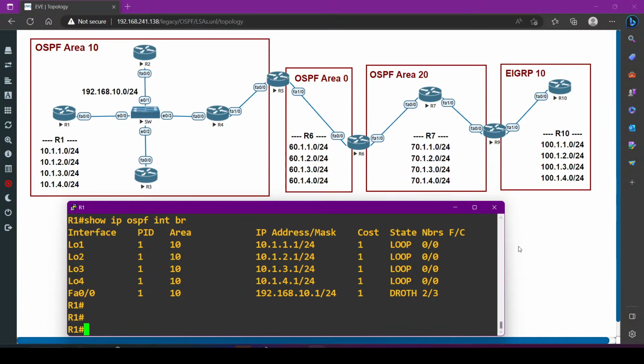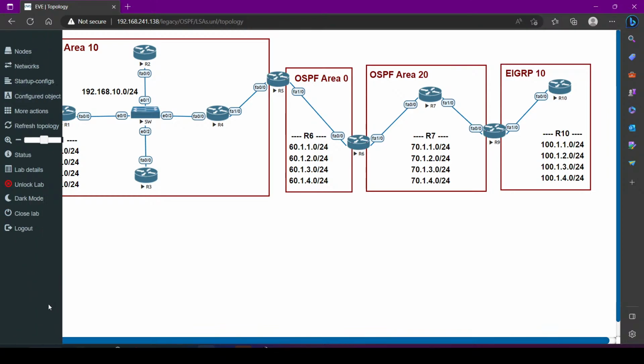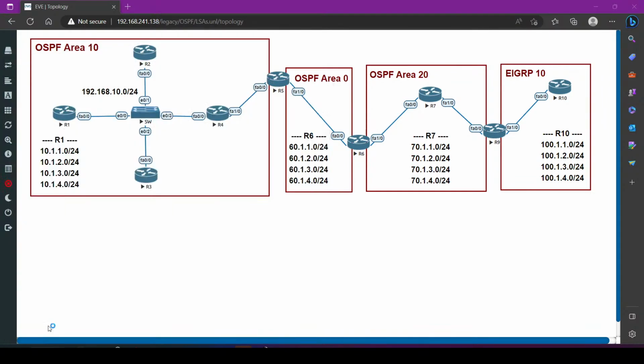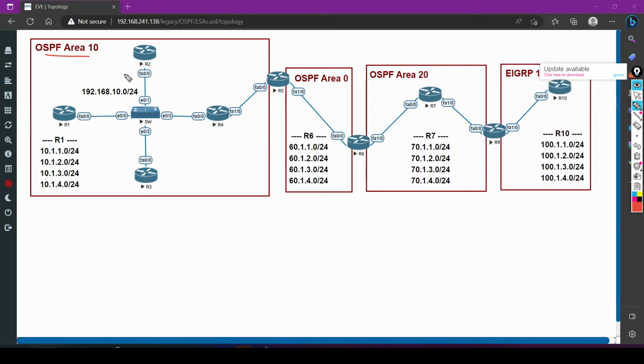First of all, let me make you familiar with this topology, guys, because this topology will be the same for today's class and tomorrow's class. We have multiple areas in this topology, right? In area 10, we have 5 routers. So how many LSA 1 will be there in this area? 5. LSA 1 of router 5, LSA 1 of router 4, LSA 1 of router 3, LSA 1 of router 2 and LSA 1 of router 1.